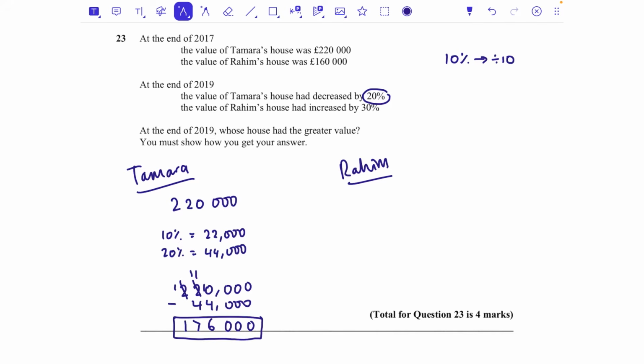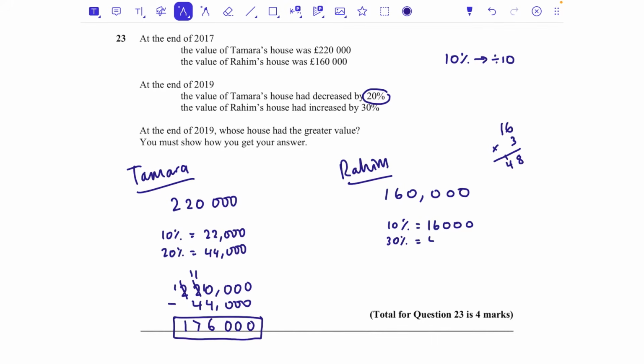Let's now look at Raheem. So he had his house worth £160,000. And we know that 10% of that is 16,000 because we're dividing by 10. So 30% is going to be 3 times bigger. Now 16 times 3 is 48. 3 times 6 is 18, carry the 1. 3 times 1 is 3, add the 1 is 4.